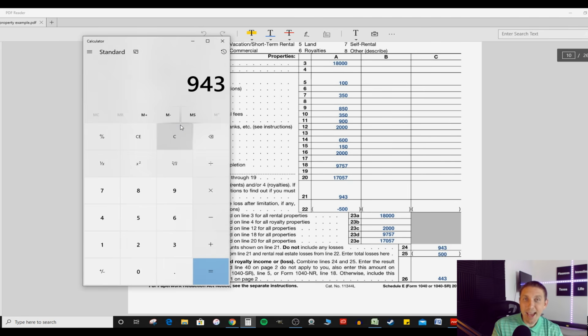But in reality, from a cash flow perspective, you've actually made $9,757 on top of that. So your cash flow is $10,700. That's how much real money you had come into your pocket, into your bank account. But you only pay taxes on the $943, right? Or less the $500 carryover, right? So $443. So from a cash flow perspective, you made $10,700, but you only pay taxes on $443. That's the beauty and the magic of doing real estate.